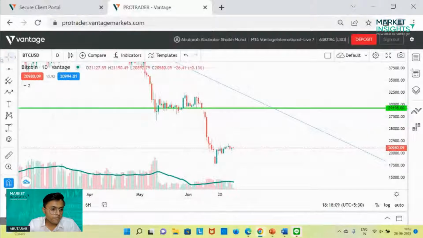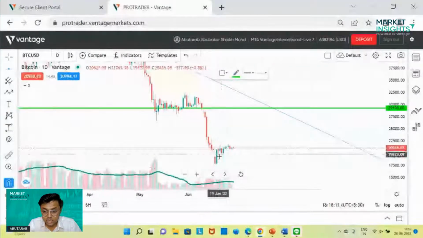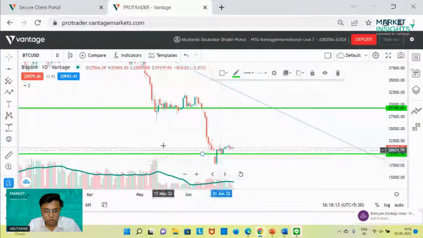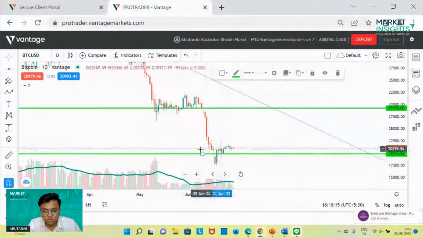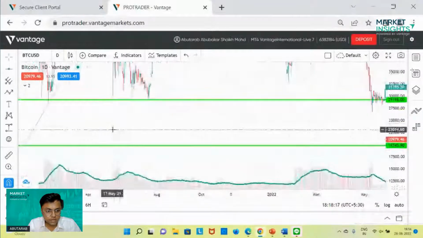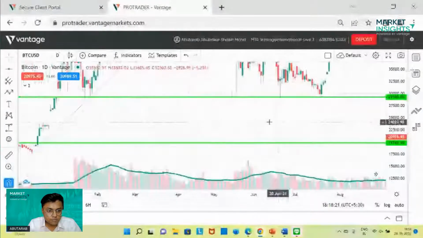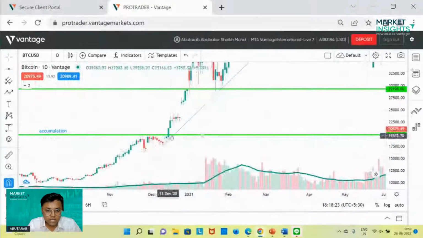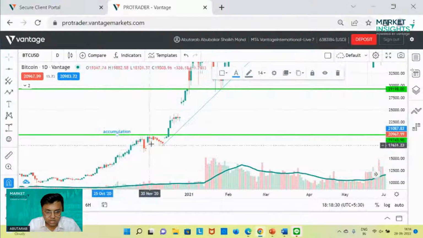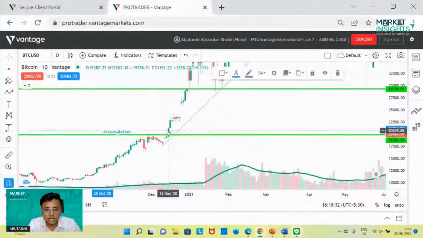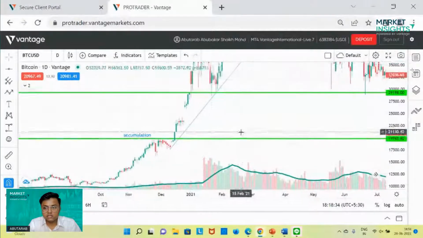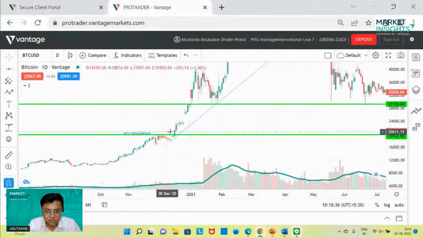Okay. Now let's draw another one, history tends to repeat itself. This can be considered a zone. Now we will see where it is going. Isn't it the same position from where we broke out? This is the same position of breaking out. Look, I have written the accumulation here. This was the breakout candle in Bitcoin.